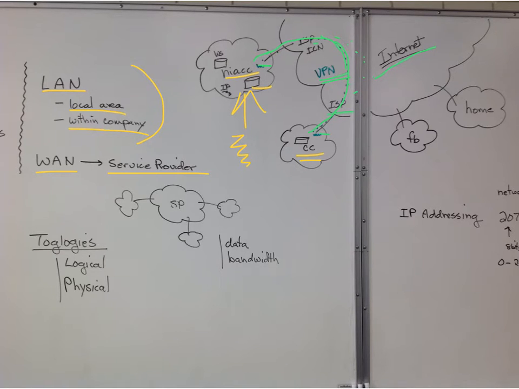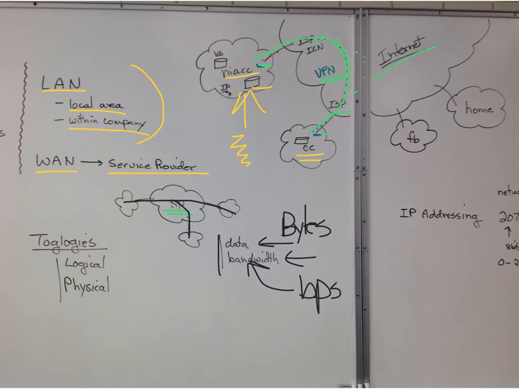So, you could go through a network, or you could go through a service provider that could connect your networks together. Okay? Typically you pay for them either by data or by bandwidth. So many bytes or so many bits per second. Okay.